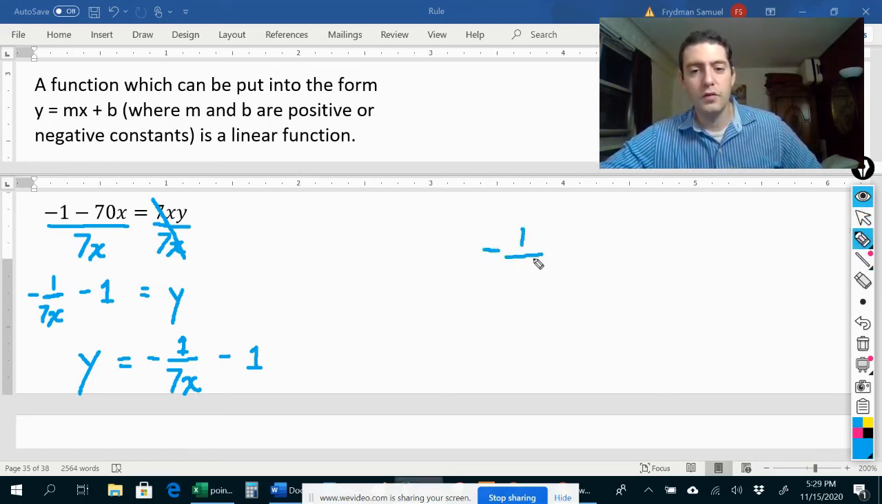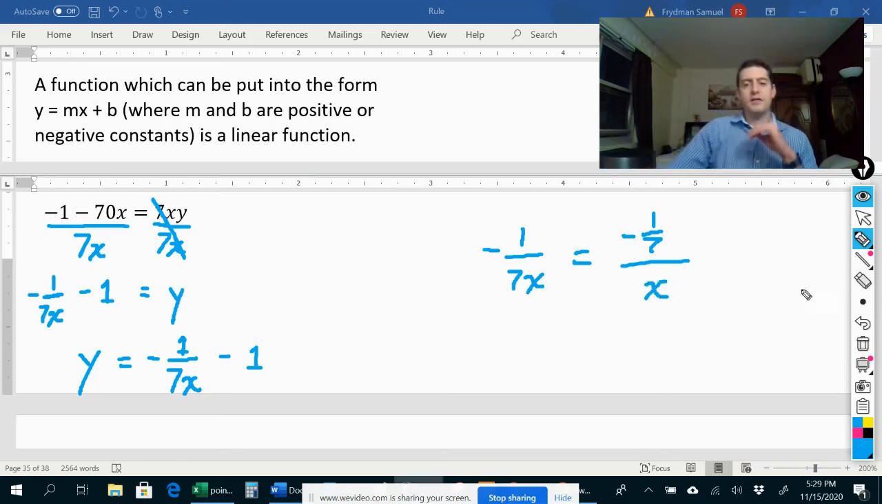Actually, -1 over 7x is the same thing as -1/7 divided by x. So instead of having -1/7 times x like we had in the last example, if you want to rewind the video and go back there, now we have -1/7 divided by x. That's what this is equivalent to. And that's no good. That's not a linear function. And there's no way that we could fiddle with this anymore to get it to be into this form that we want, which is some number times x instead of some number divided by x.